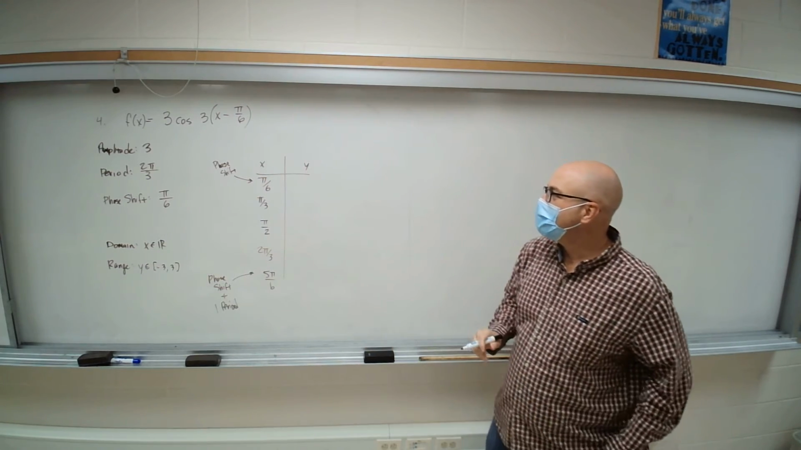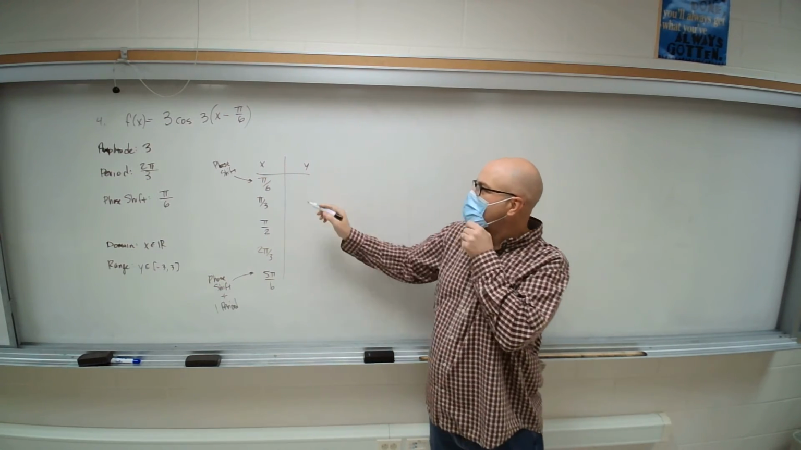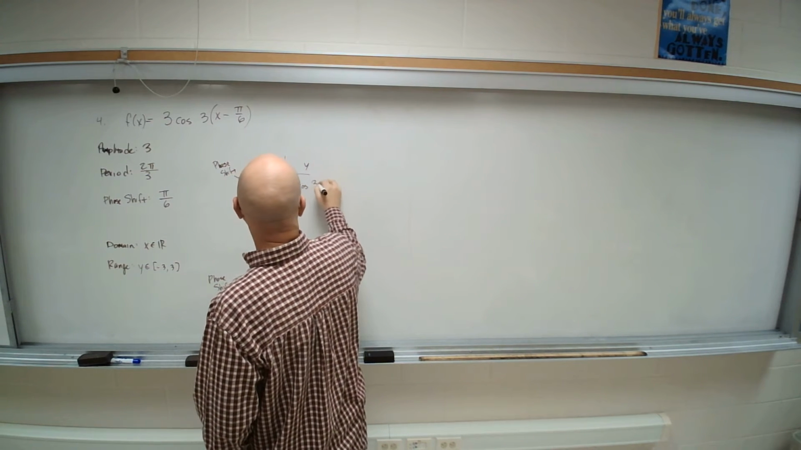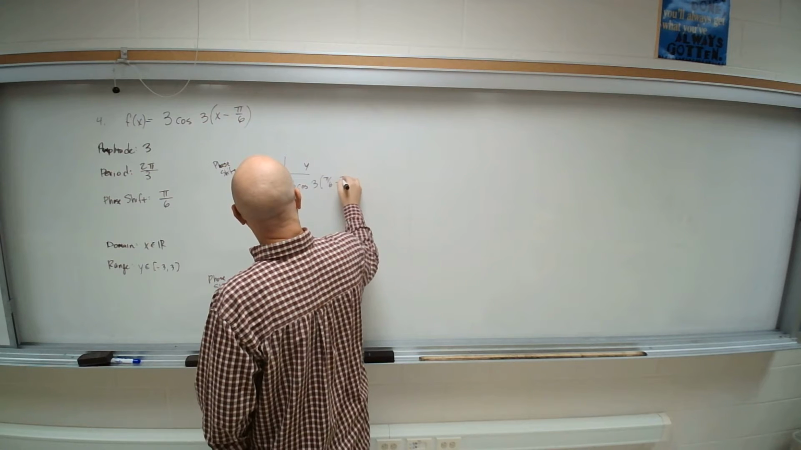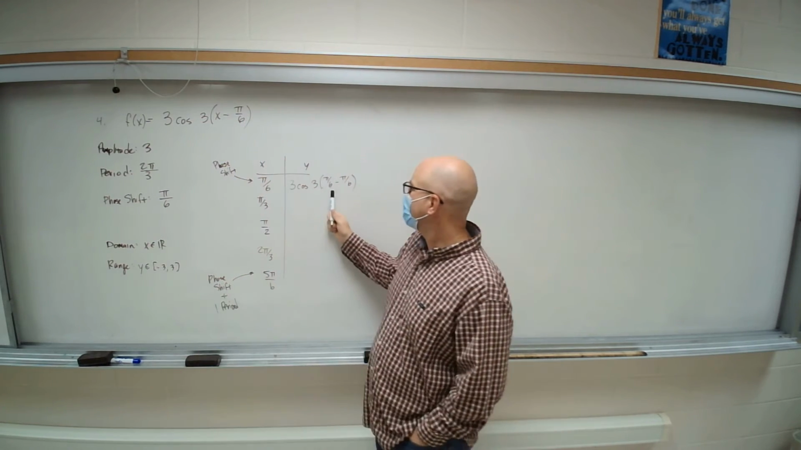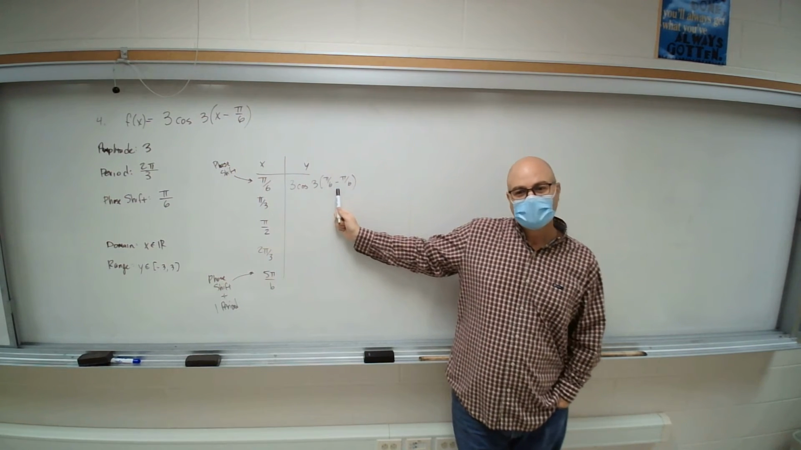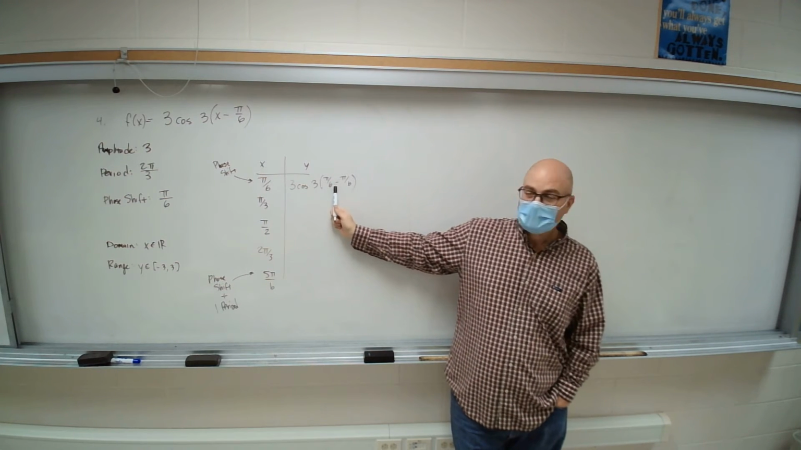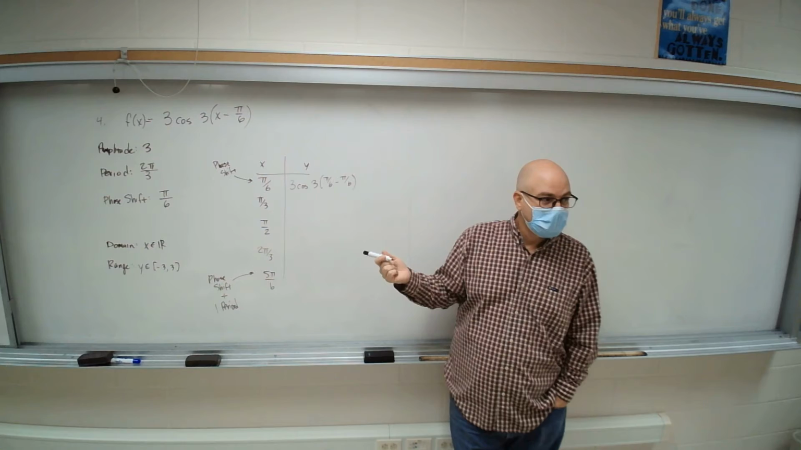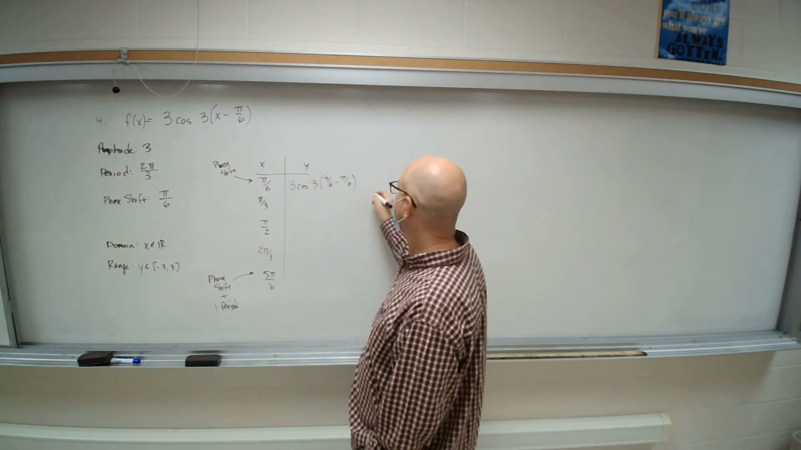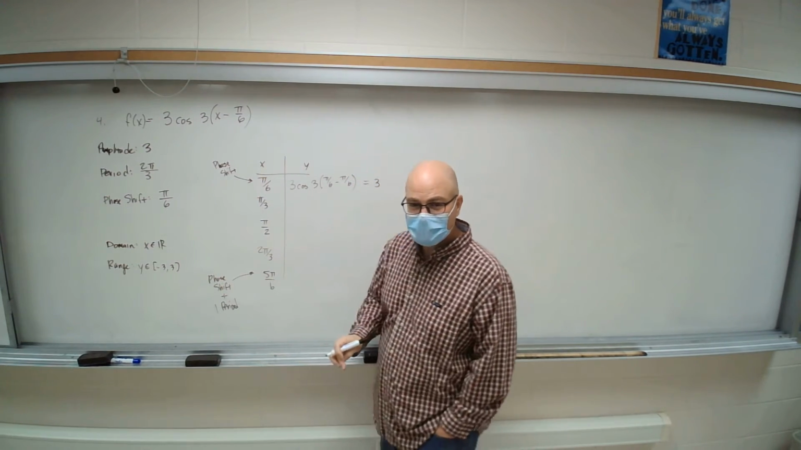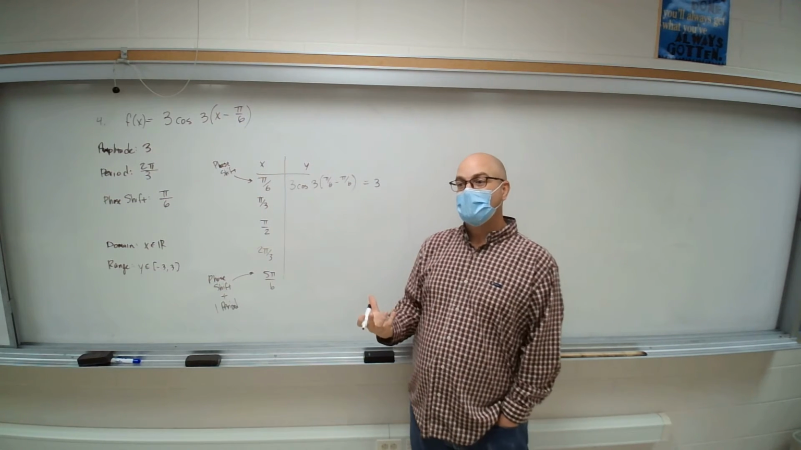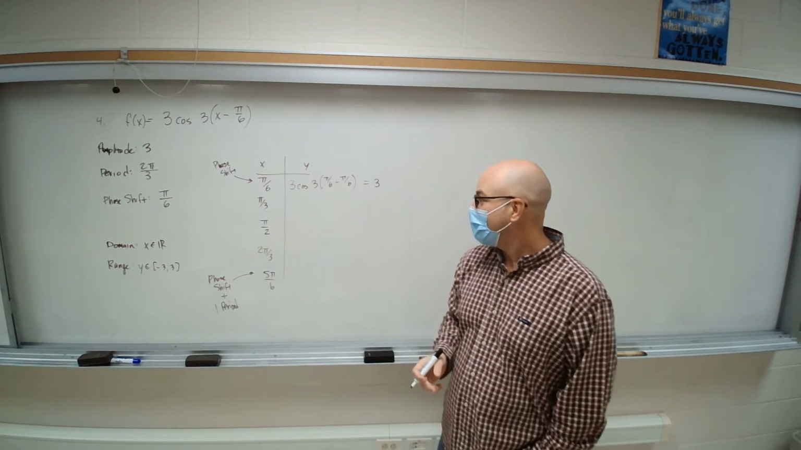But from here, I'm going to evaluate this. We'll get 3 cosine of 3 times pi over 6 minus pi over 6. Well, pi over 6 minus pi over 6 is 0, correct? And what's 3 times 0? And what's the cosine of 0? 1. And 3 times 1 is 3, right? So we're going to plug it in, but we should get one of those nice angles that we're used to seeing, one of those quadrantal values.